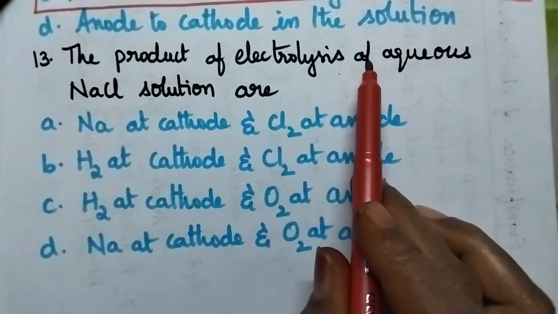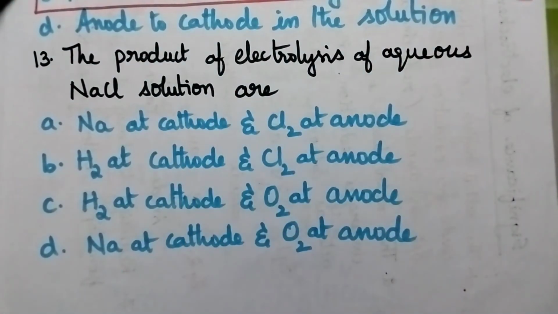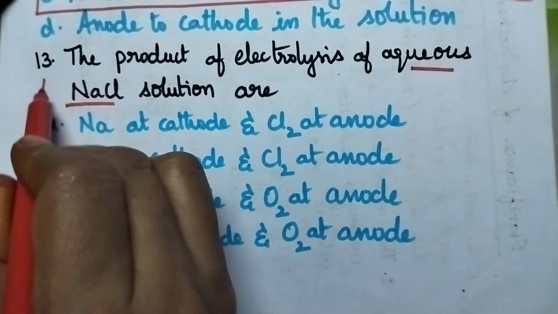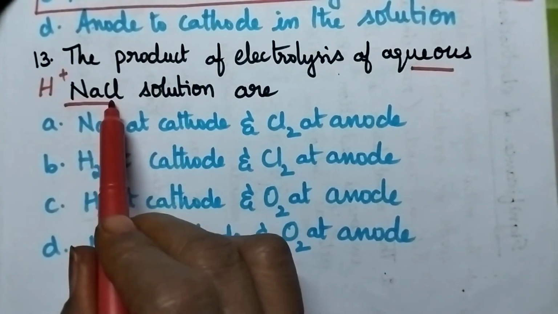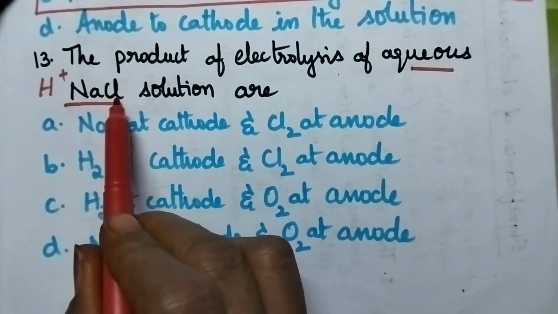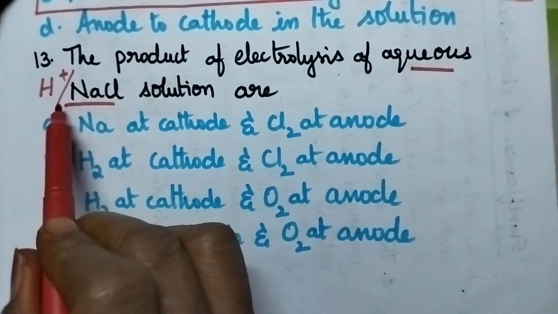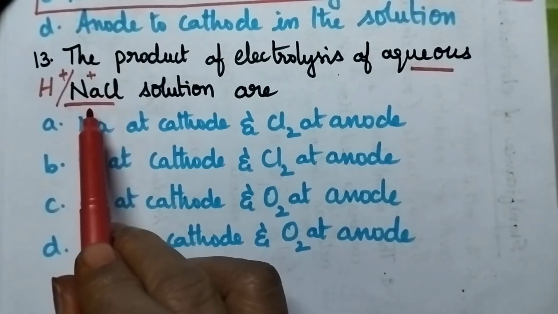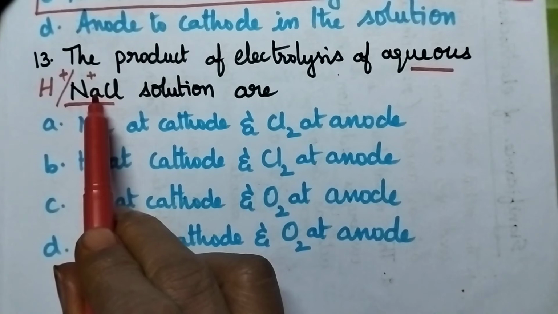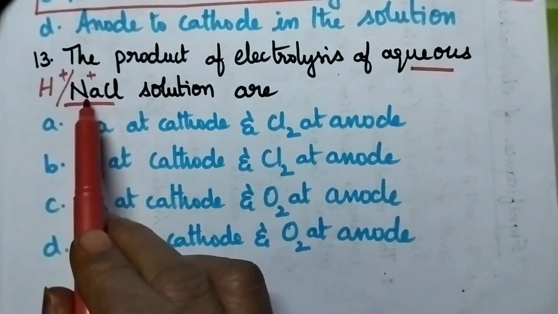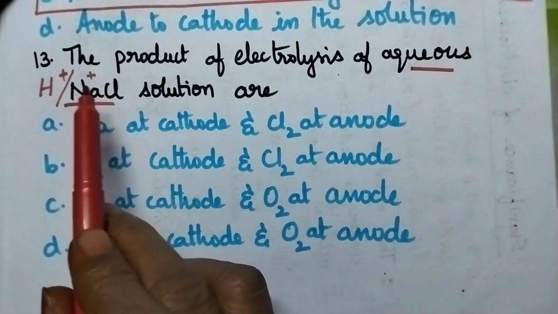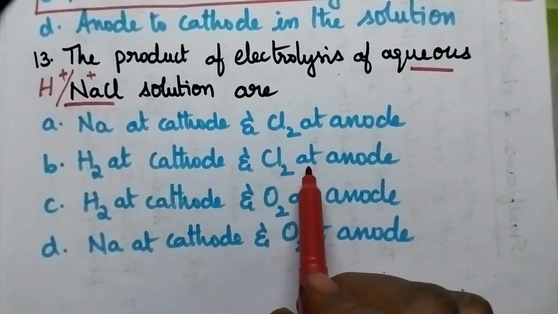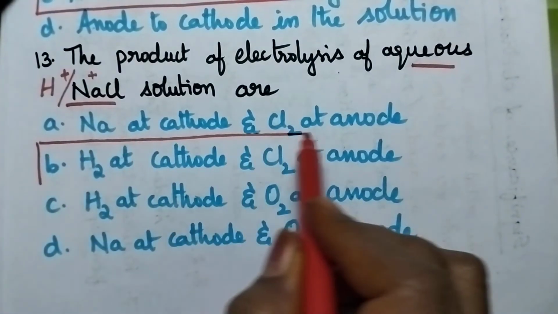The product of electrolysis of aqueous NaCl solution is. Whenever we consider aqueous solutions, along with the metal ion, H plus ions will be present. At anode always the chlorine gas will be liberated. But coming to the cathode, two types of cations are present, H plus and Na plus ions. If the cation is a noble metal, the metal will be deposited. If the cation is other than a noble metal, then hydrogen gas will be liberated. Noble metals means copper, silver, gold, platinum. Here sodium metal is present, so hydrogen gas will be liberated at the cathode and chlorine gas will be liberated at anode. So option B is the right answer.